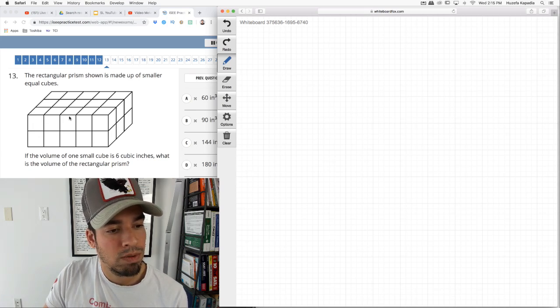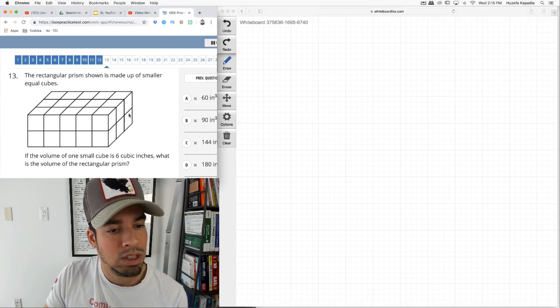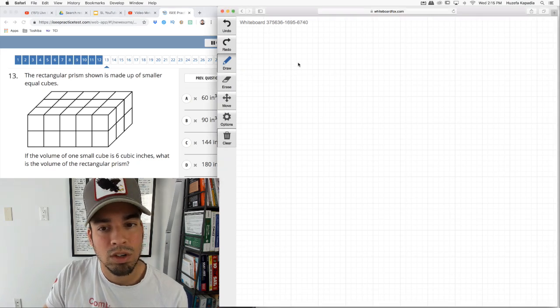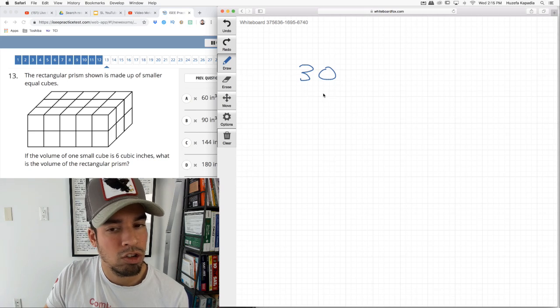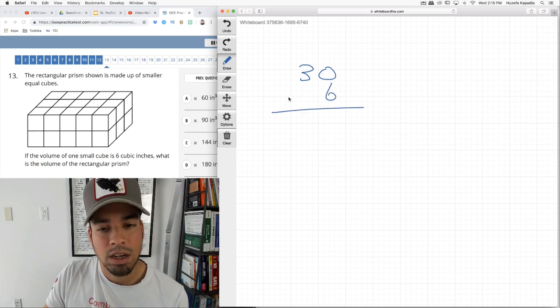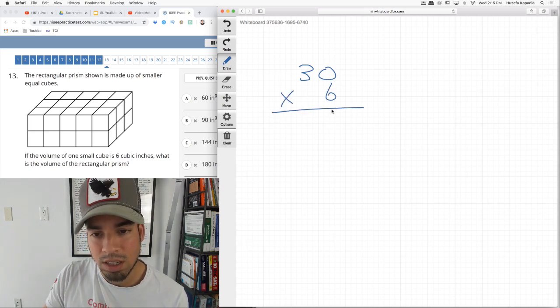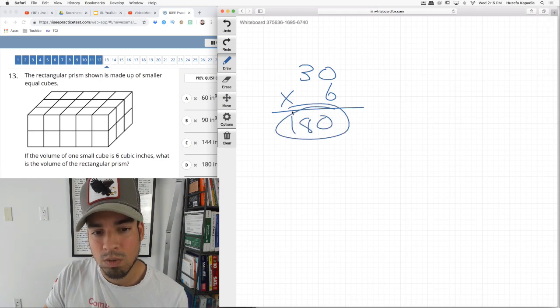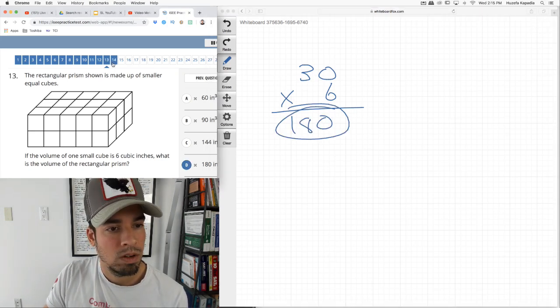1, 2, 3, 4, 5, 6, 7, 8, 9, 10. And that's one kind of slice is 10. But then there's a second slice in here and a third slice. So it's 3 times 10 is 30. Whoops. And then it's 30 cubes, and each cube has a volume of 6 cubic inches. So 6 times 30, which is 180. Next.